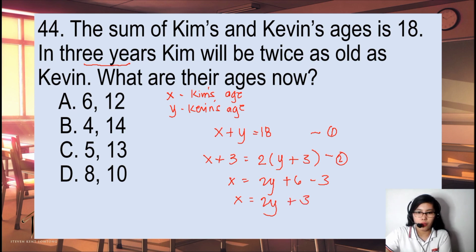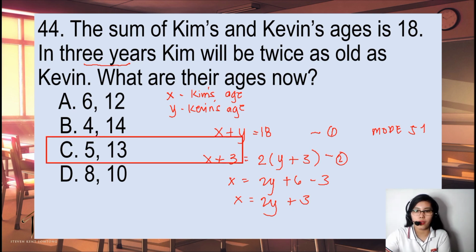Now we can just use mode 5, 1 again in your calculator to save time, and we'll have the answer as 5 and 13. Okay?